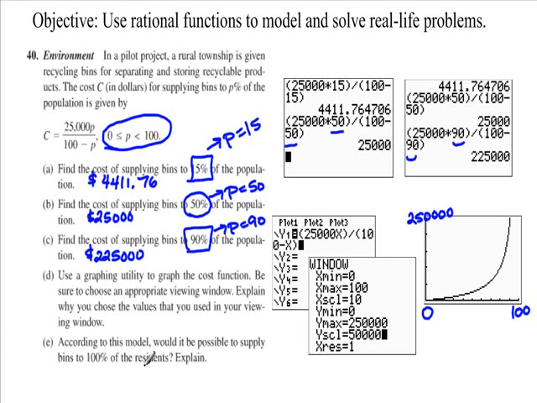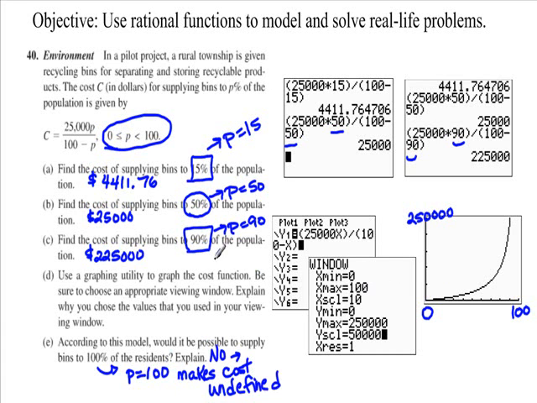Now, according to the model, would it be possible to supply bins to 100% of the residents? Well, in this case, 100% would tell us that P would be equal to 100. But what is the problem with this rational function at 100? Right, it makes the denominator 0, so the value of P equal to 100 makes the cost undefined. So it is not possible to supply bins to 100% of the residents.